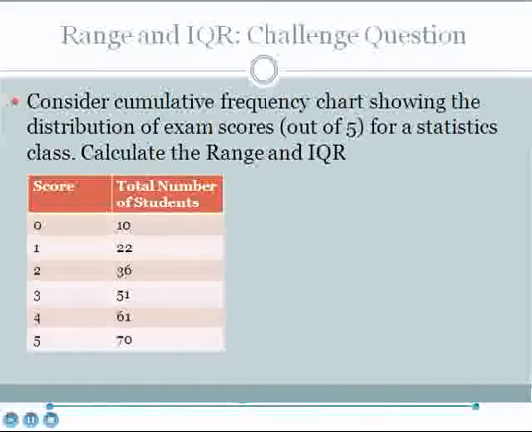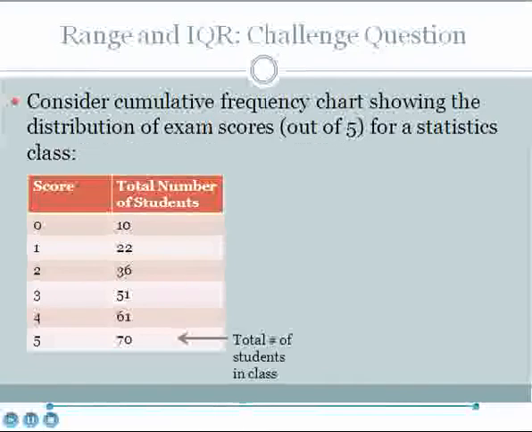First, let's understand how the cumulative frequency chart works. In the left-hand column is a list of the possible scores in the exam: 0, 1, 2, 3, 4, and 5.